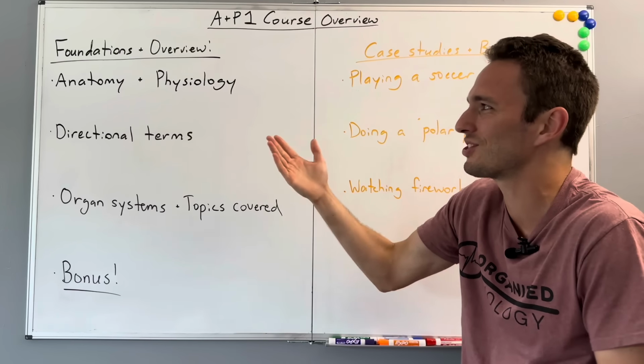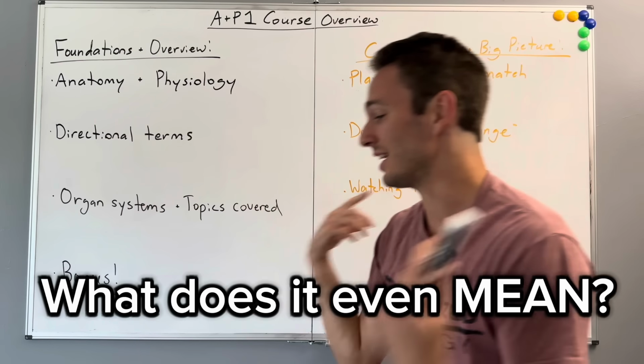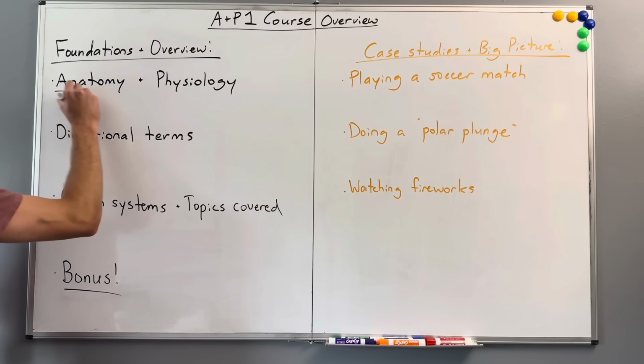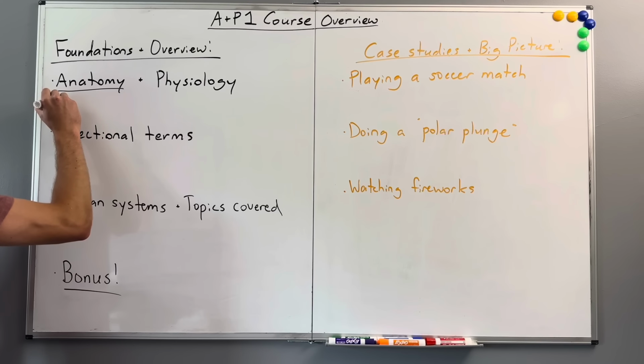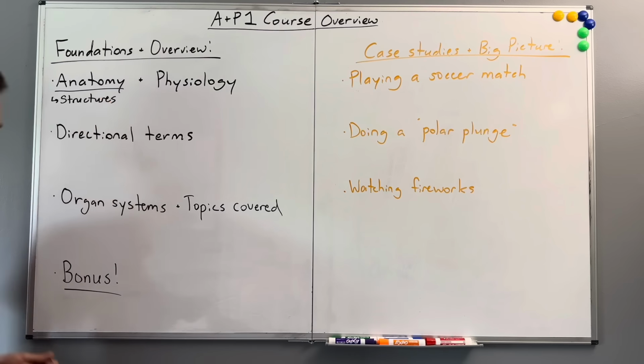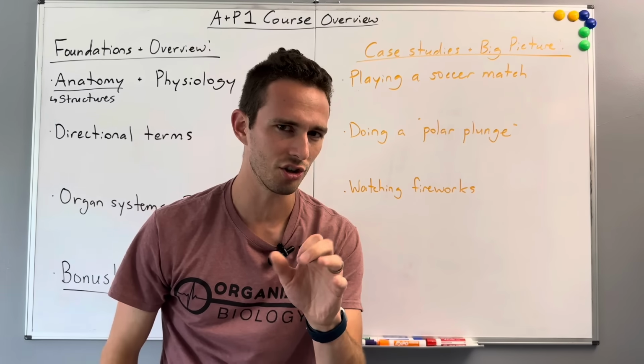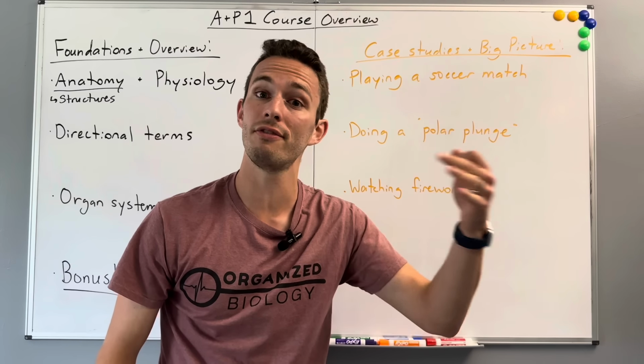So the first thing, obviously, is this name. You may not even know what anatomy and physiology is. If you don't, anatomy simply just refers to the structures of the body. Okay, so just like the hand, the foot, the heart, all of these are structures. And looking at the structures, you can usually assume the function, right?